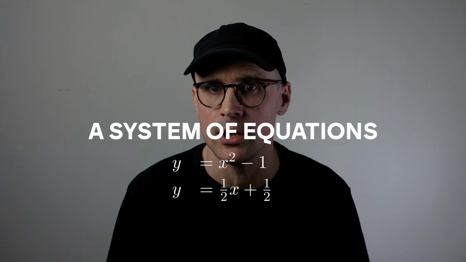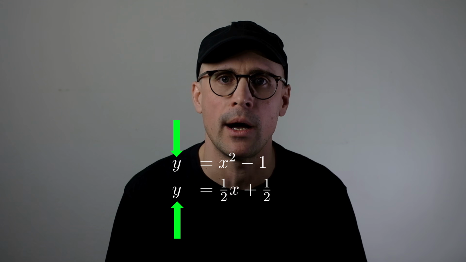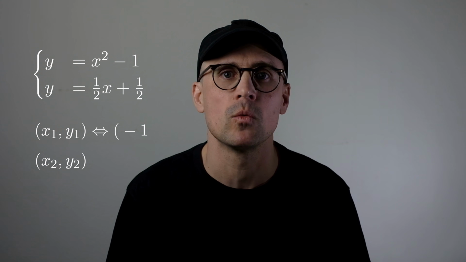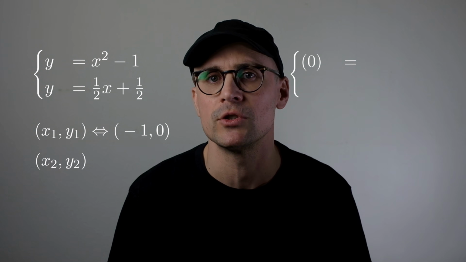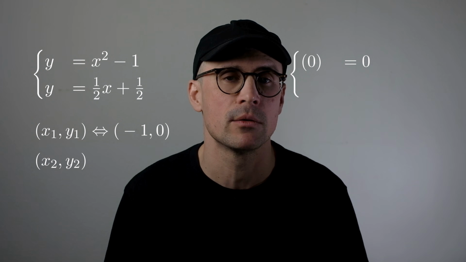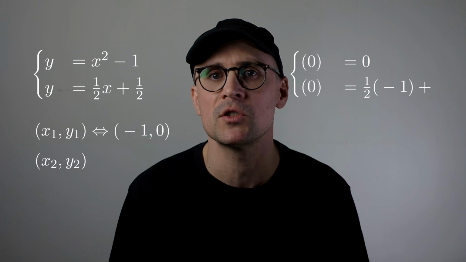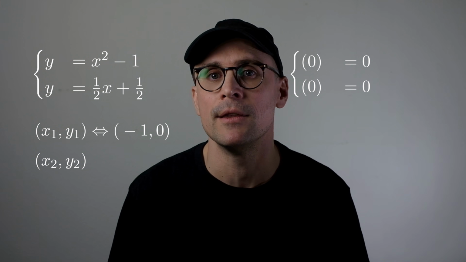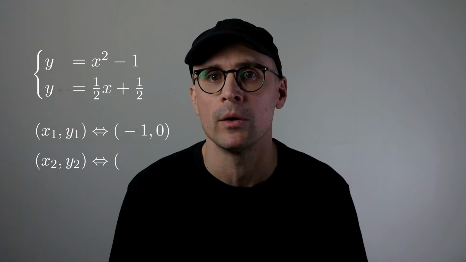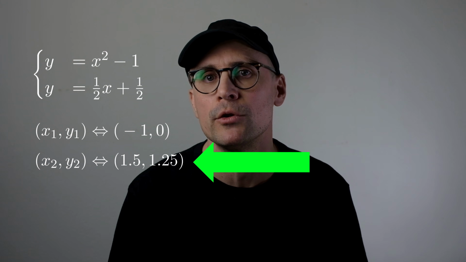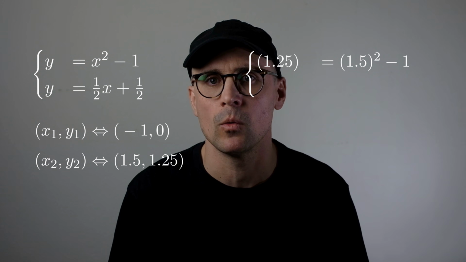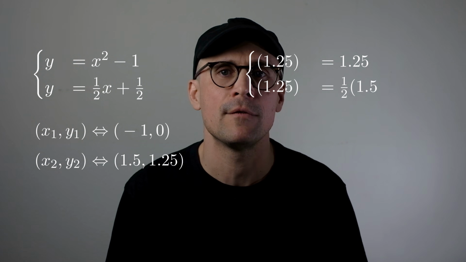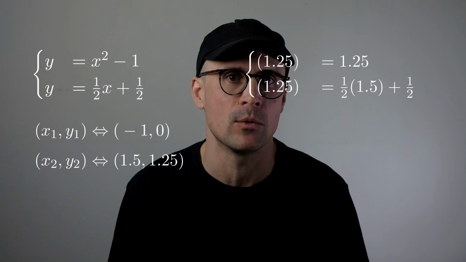The third way we use the term solution is to talk about where 2 or more equations are true for the same values of x and y. In the system here, there are 2 solutions. The point -1 and 0 is a solution, because if we plug that point into both equations, each one produces a true statement. -1 squared minus 1 is equal to 0, and 1/2 times -1 plus 1/2 is also equal to 0. And in this particular system, there's another solution at the point 1.5, 1.25, which also produces a pair of valid equations if we plug our point into our system. 1.5 squared minus 1 equals 1.25, and 1/2 of 1.5 plus a half also equals 1.25.